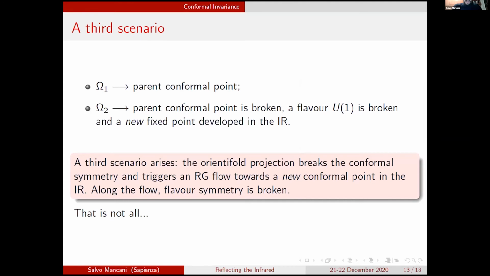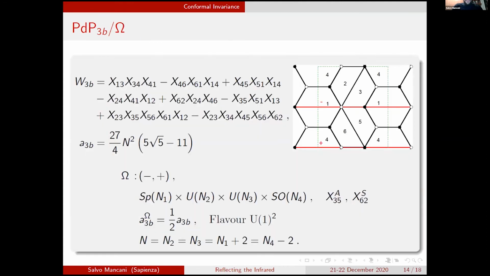But that's not all, because if we study the pseudo del Pezzo 3b, which is related to 3c in the sense that the gauge groups and the matter content are the same between the two, but the dimer is different, so the matter fields interact differently, then we see that if we choose the sign of the fixed lines with this scheme, we find a conformal point in the first scenario.